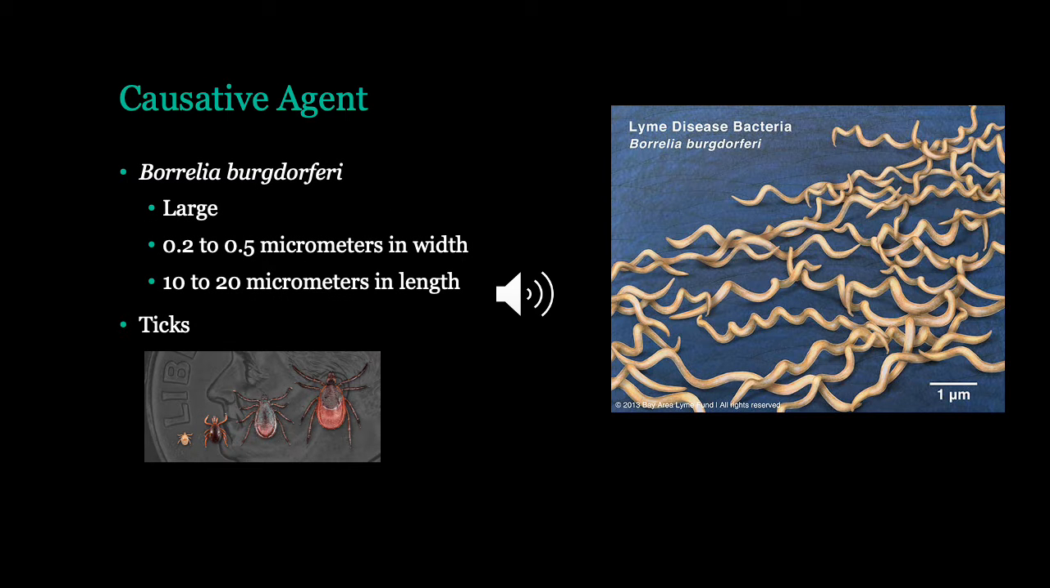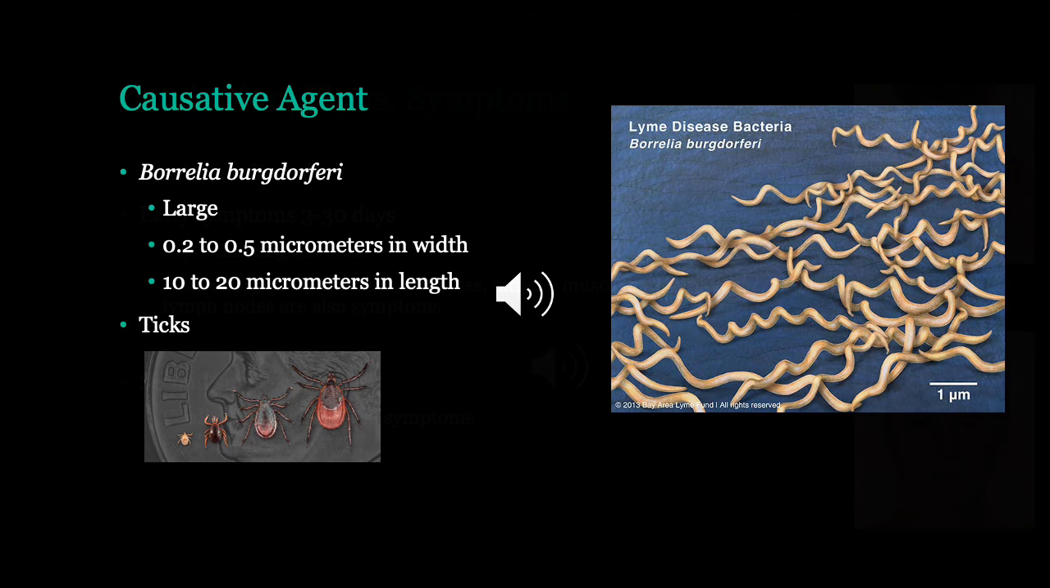The causative agent of Lyme disease is Borrelia burgdorferi. They are distinct because of their spirochete morphology and large size. Humans become infected by being bitten by an infected black-legged tick.